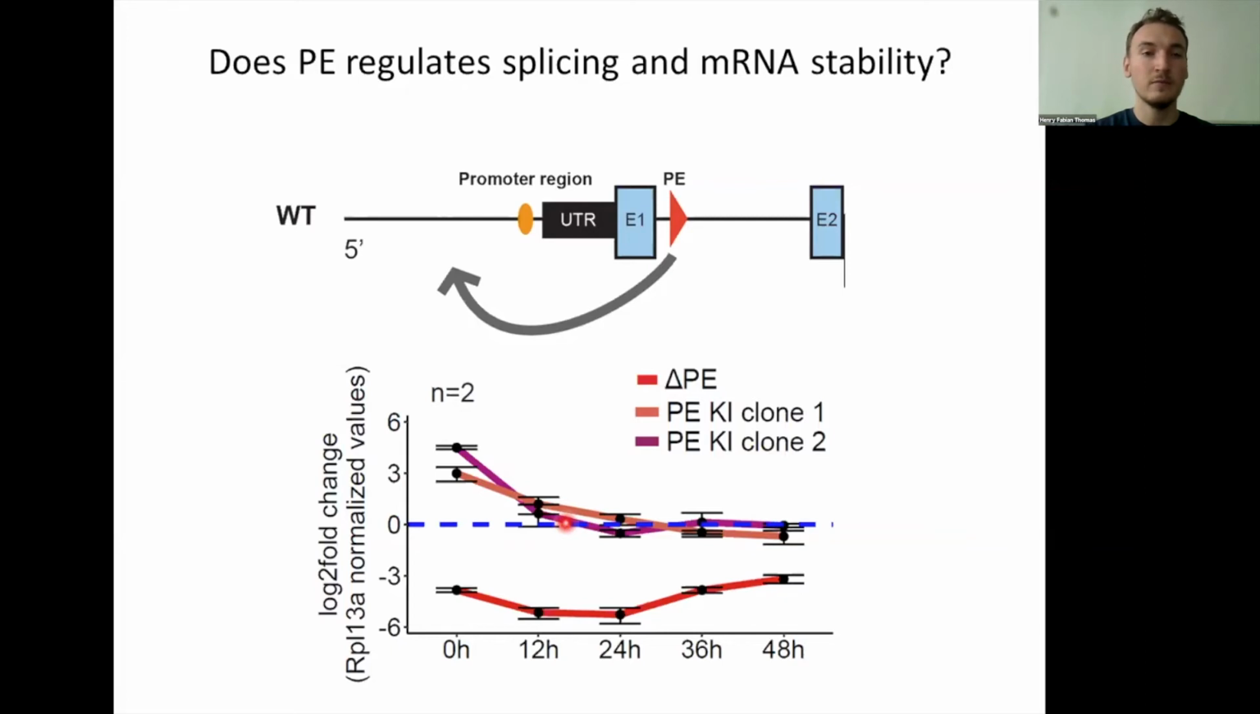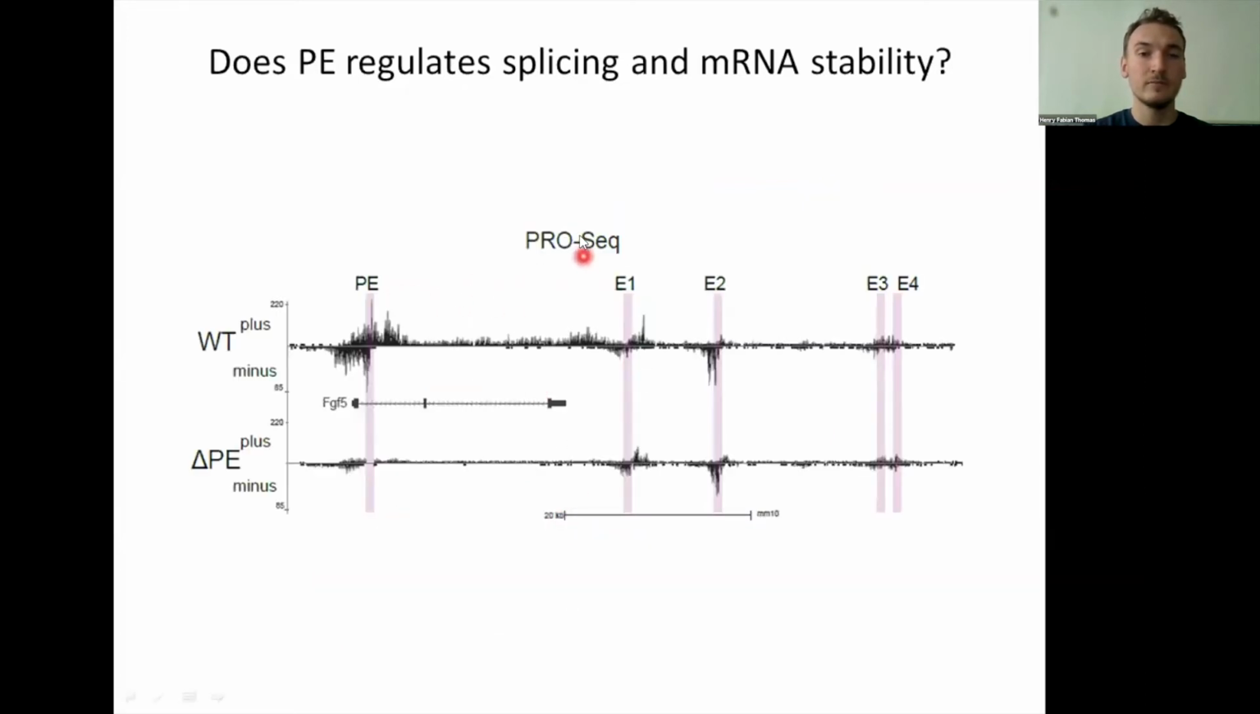And in line with this, when we look at the nascent transcription by doing PRO-seq, we also see a strong reduction in nascent transcription upon PE deletion. Again, this tells us that PE indeed regulates transcription, that it is indeed an enhancer.